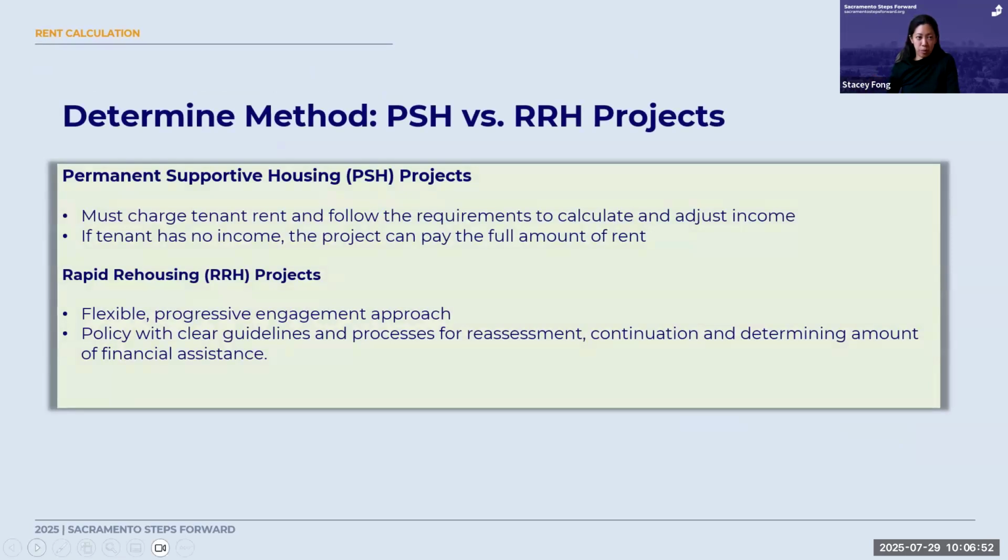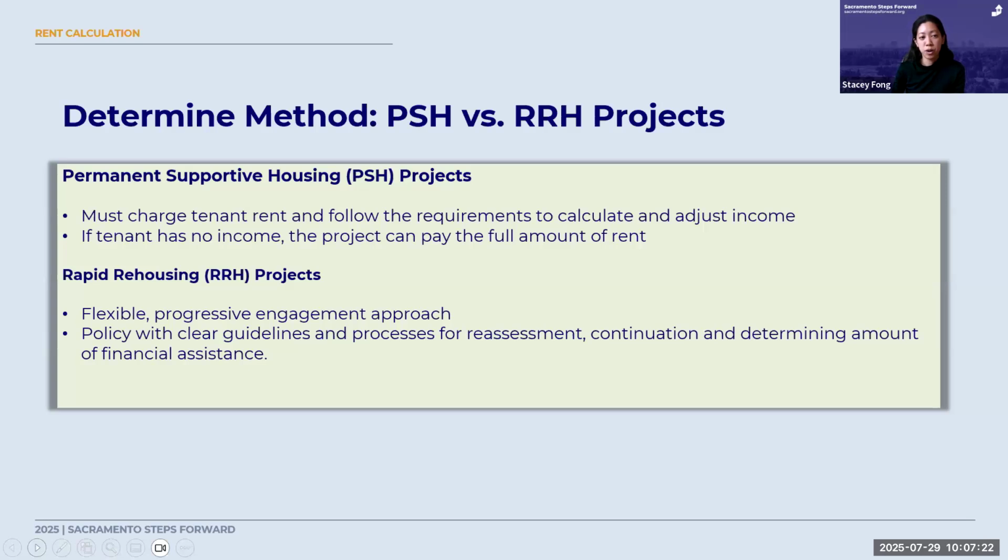Okay, so determining the method. Depending on what type of project you are, you're going to use a different method. So if you're a permanent supportive housing project, whether it's rental assistance or leasing funded, you will charge tenant rent. And you'll follow the requirements to calculate and adjust the income that we're going to go over today. If the tenant does not have income, you are able to pay the full amount of rent.